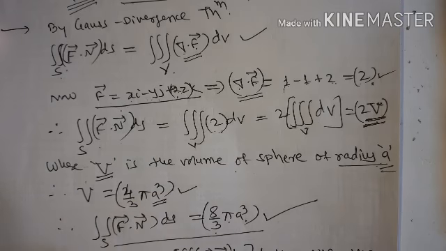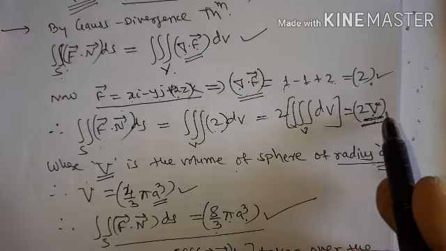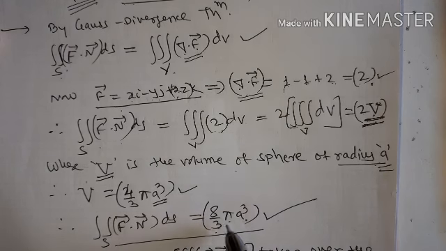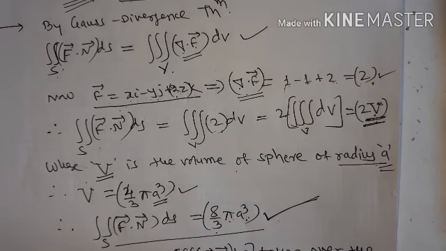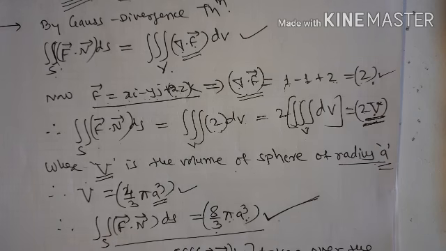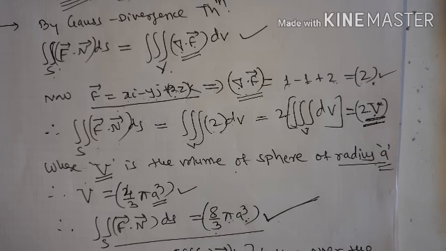And if I put this V in this 2V, instead of 4/3 it will become 8/3 pi a cubed. So this will be the final answer, where the surface integral of F bar dot n bar dS is evaluated with the help of the Gauss divergence theorem for this region of the surface of the sphere. Is it okay?